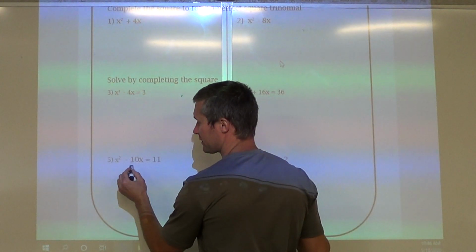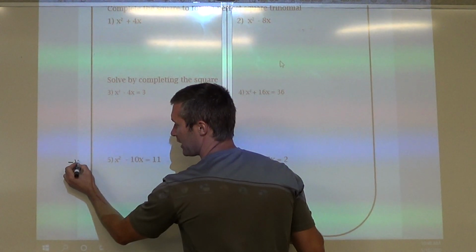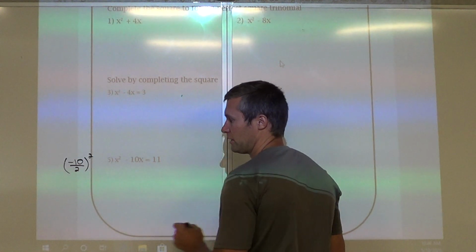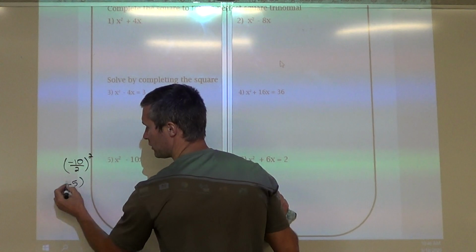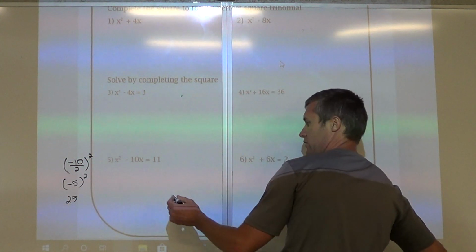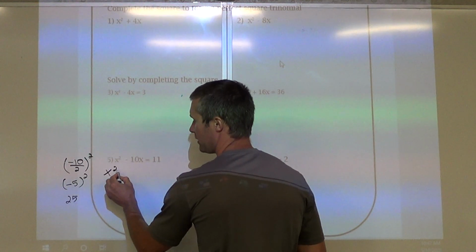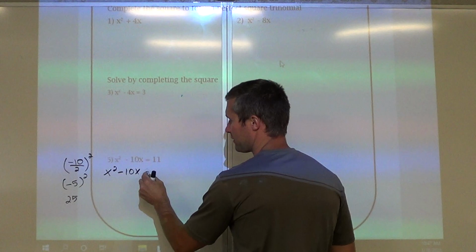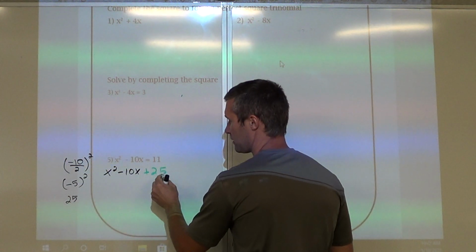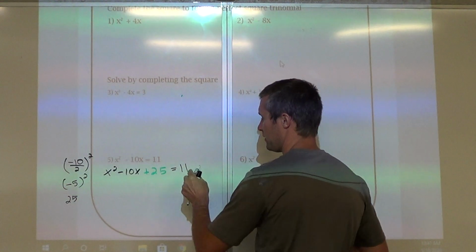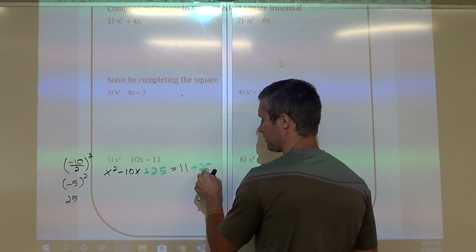So then we take that middle term, divide it by 2, and then square it. So that's negative 5 squared, which is 25. So that's what we're going to add to each side. So we have x squared minus 10x plus the 25 equals 11 plus 25.